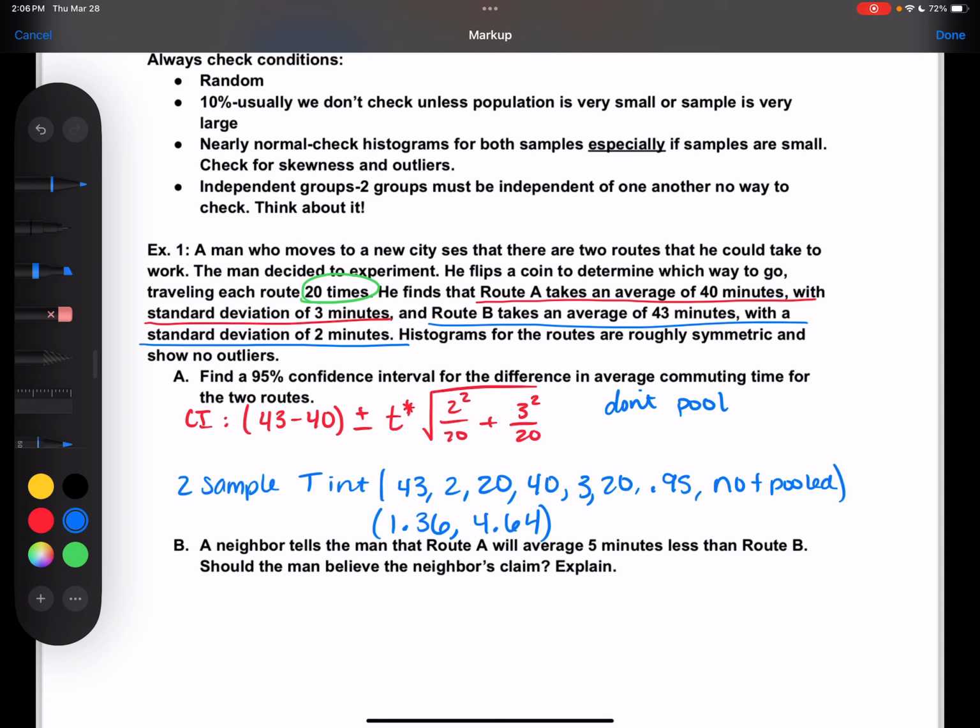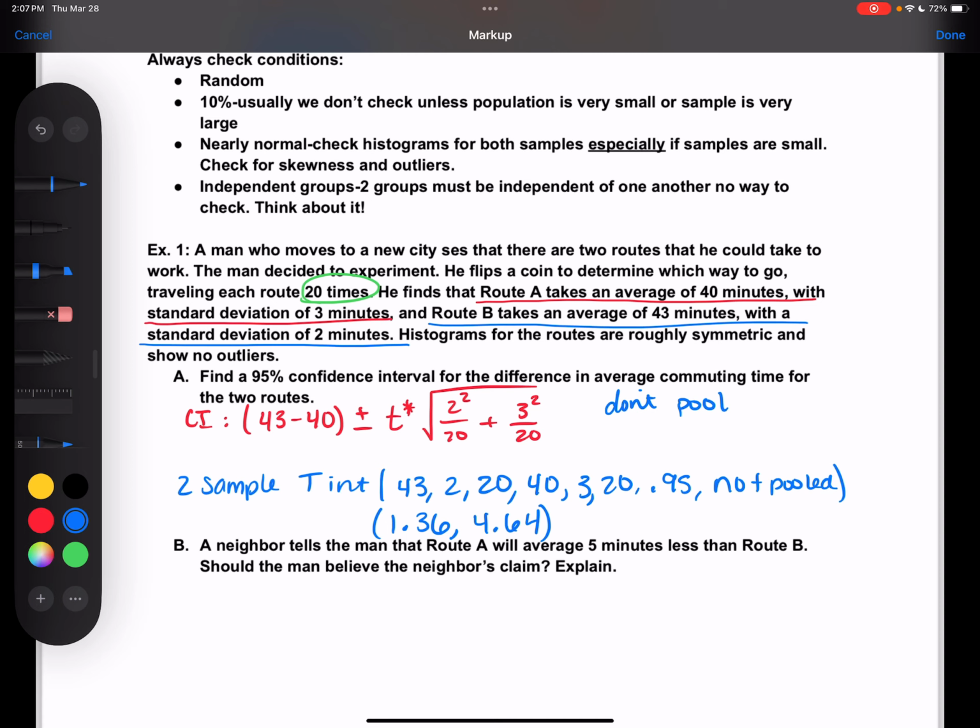All right. A neighbor tells the man that route A will average 5 minutes less than route B. Should the man believe the neighbor's claim? No. Why? Because 5 isn't in our confidence interval. Correct.